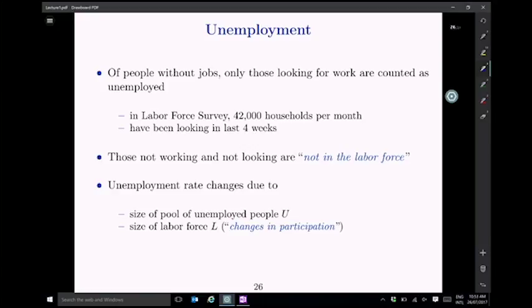If you are not working and you're saying that you're actively looking for a job, you are then classified as unemployed. Only in this case are you part of the unemployed pool. Otherwise, if you say you're not working and you're not looking for a job, you're not in the labor force, right? So that's all about unemployment, inflation, and aggregate output.